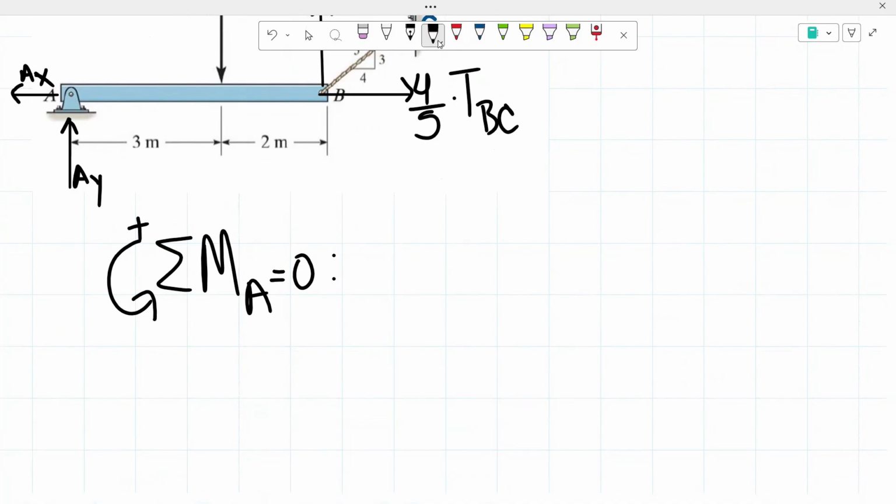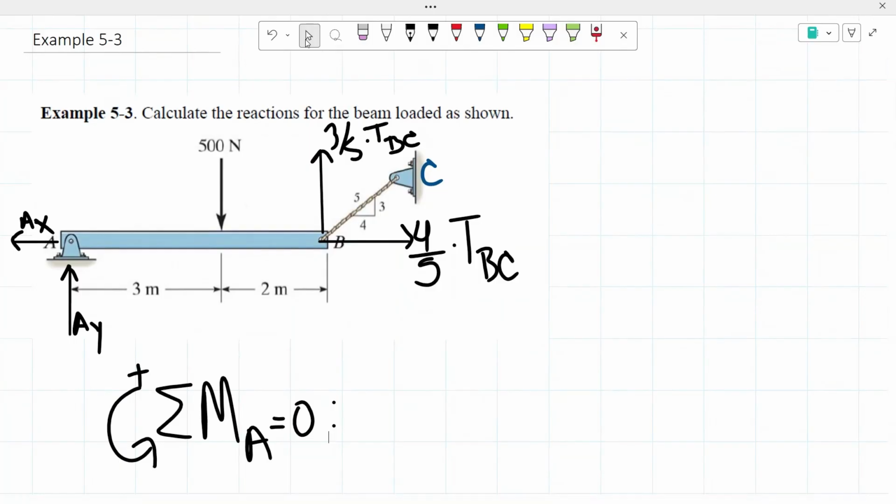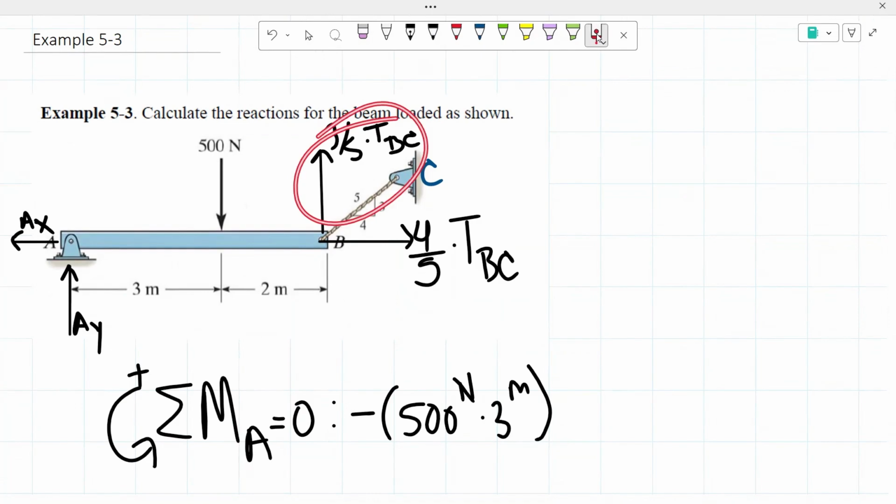AY and AX will not be creating a moment. So from there, we have our 500 newtons that's on the right, acting downwards. So we know that's going to be creating a clockwise moment, meaning negative moment. So we have a negative moment of the force, 500 newtons, times the distance, which is 3 meters.